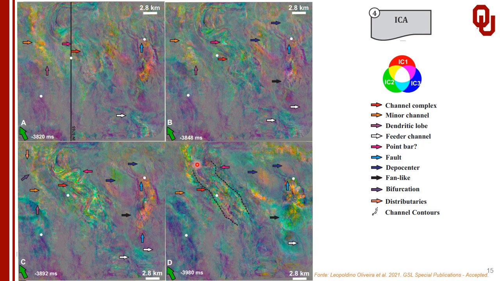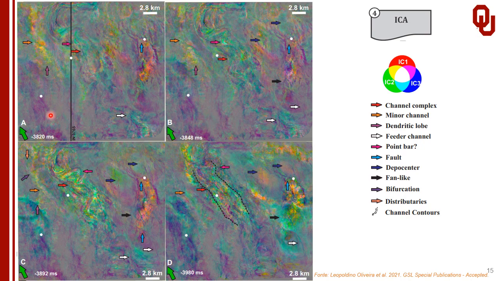At the fatal horizon 4, the channel complex has a high variability of seismic facies. However, its shape is not well defined and appears similar to braided channels. Also, the fan-like structure here is highly variable with a mix of different seismic facies, and the variability of which was better seen using ICA than SIM attributes analysis.